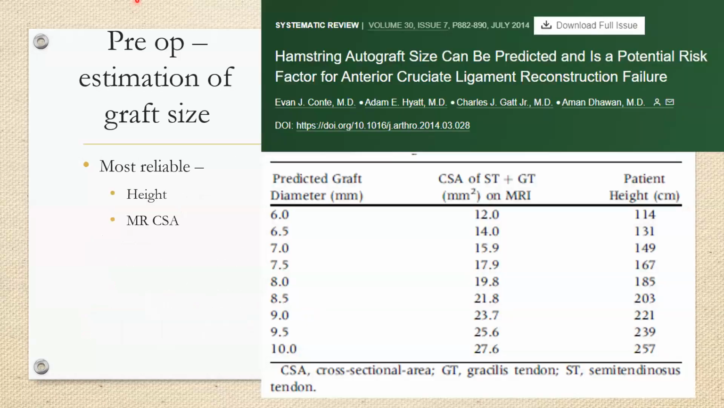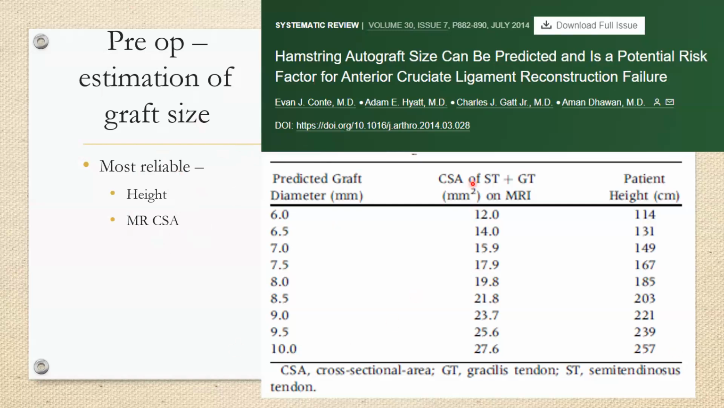So can we know the graft size preoperatively? Again, the same paper by Conte et al., 2014, also investigated other predictive factors which can reliably measure the graft size preoperatively. Of the various factors studied, the most reliable factors they could come up with were only the height of the patient and the MR cross-sectional area. So this is the final conclusion of their study.